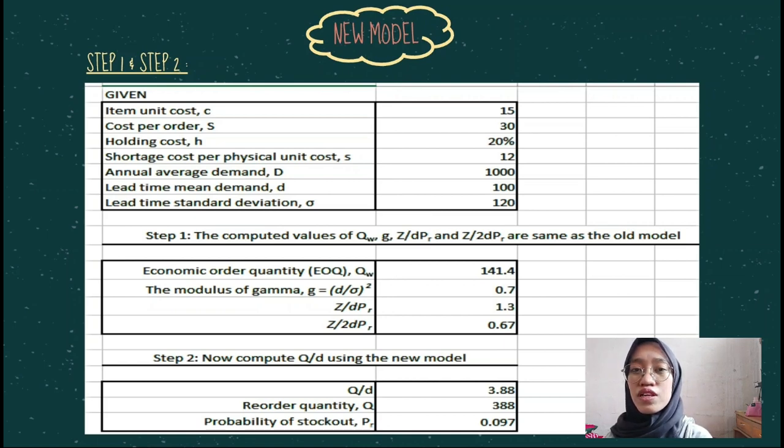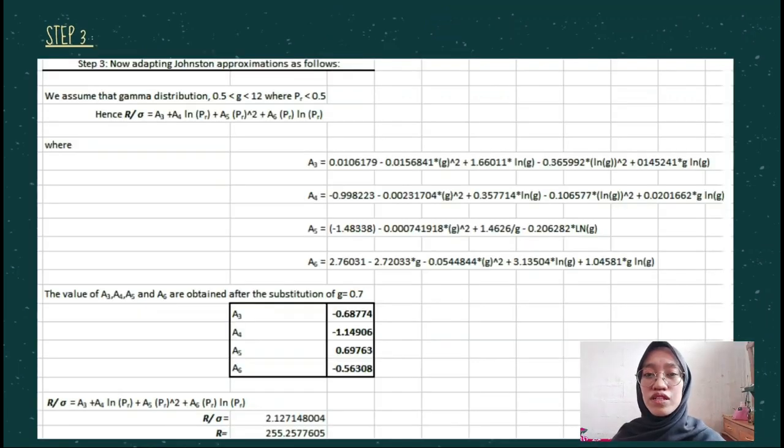However, after computing Q reorder quantity using the new model, we obtain 388 units, which is greater than the old model, and the probability of stockout is 0.097. For the new model, by adapting Johnston approximation from reference paper number 1, same as the old model, we assume the gamma distribution from 0.5 to 12, where probability of stockout PR is less than 0.5. After the calculation, we got the new probability of stockout, which is 0.097.